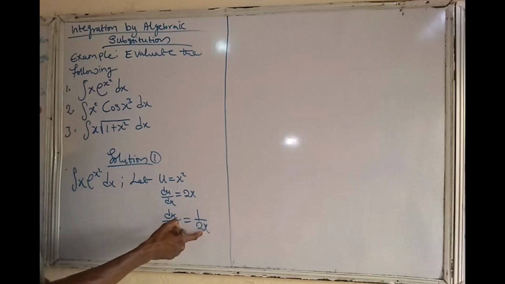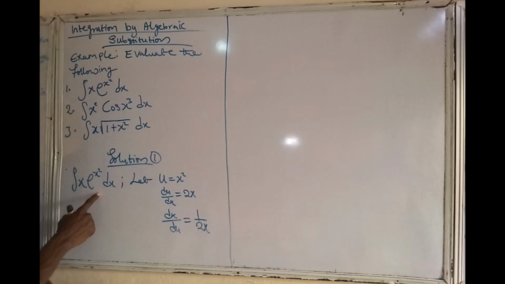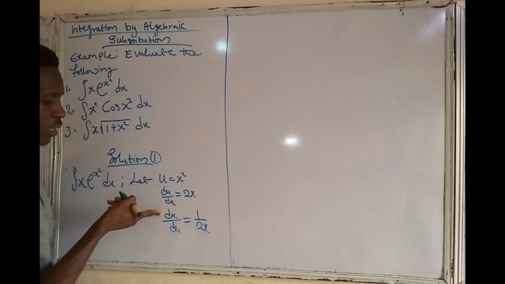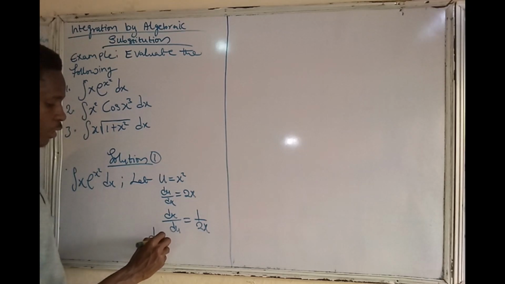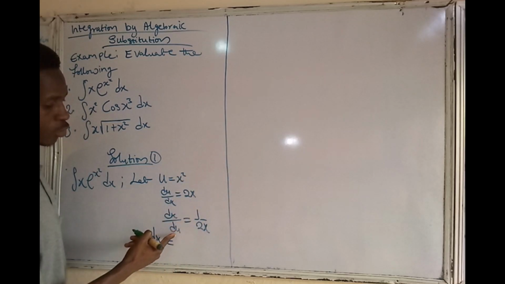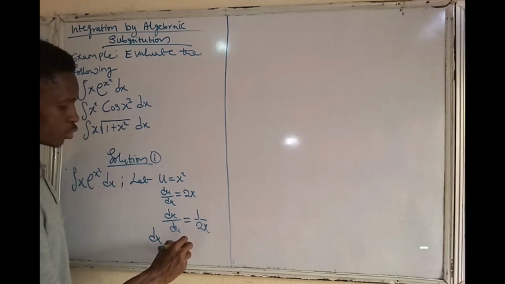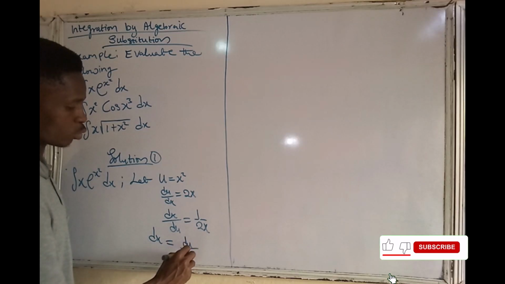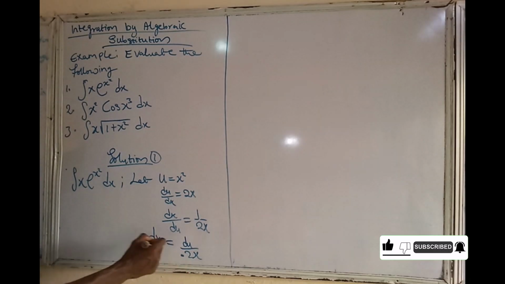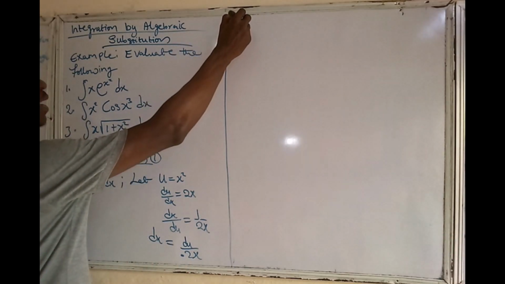So what do we do next? We substitute this into this equation. But also, we can make x the subject of the formula here. So dx is going to be equal to, we multiply du with 1 over 2x, to give us du over 2x. So we are going to substitute this here.